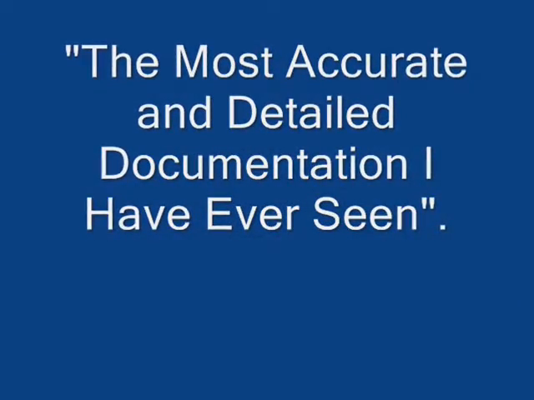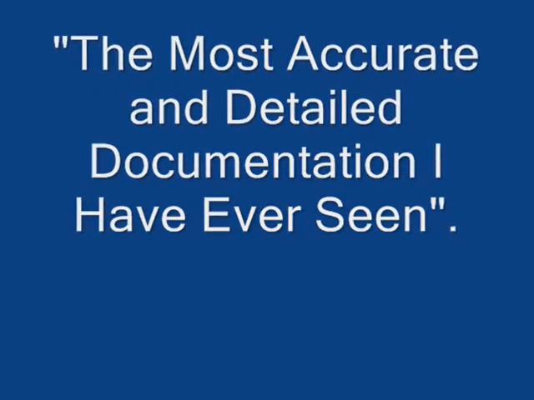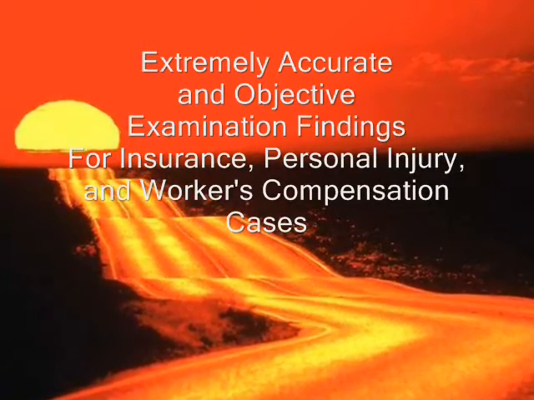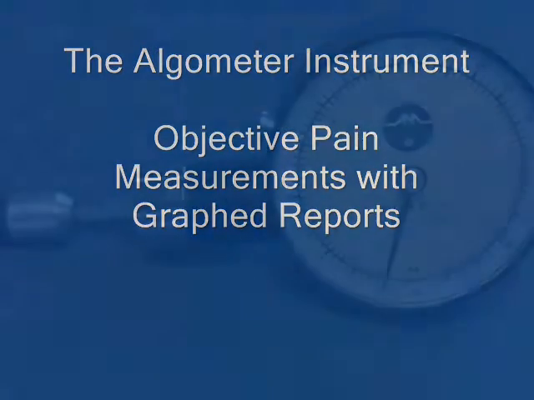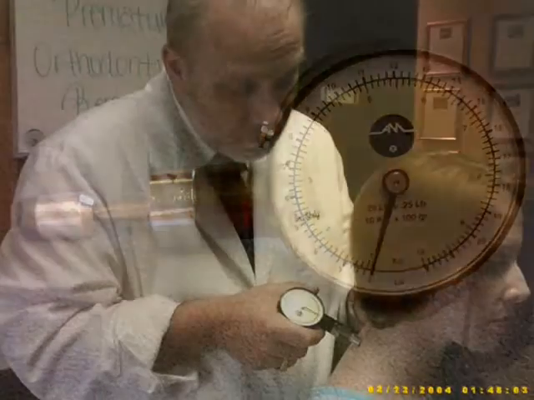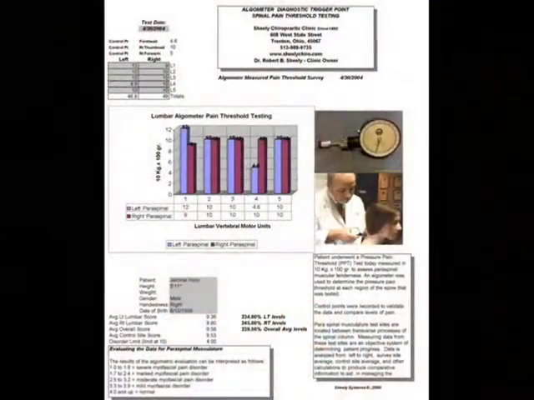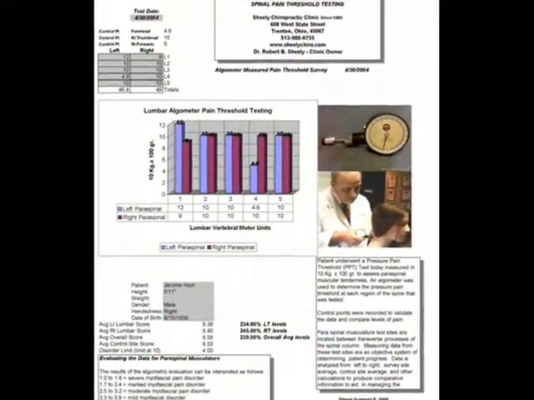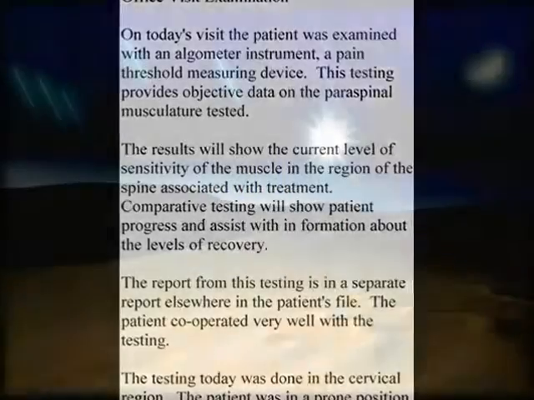It's actually pretty exciting to me. We've been told we have the most accurate and detailed documentation people have ever seen. Many attorneys and medical doctors have told us this. We do a lot of personal injury and workers' compensation cases, and we use these objective tests. One of them is the algometer instrument. It's an objective measurement of the level of pain that the patient perceives. That's a pressure-sensitive device that records the levels, and we're able to put this into a graphed report and also into the documentation in the daily notes for the patient.